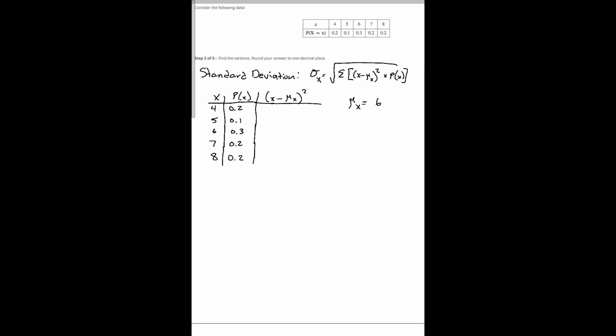So our value is 4, the probability is 0.2. Our value is 5, our probability is 0.1. Our value is 6, our probability is 0.3. Our value is 7, our probability is 0.2. And our value is 8, also has the same probability of 0.2. Okay.